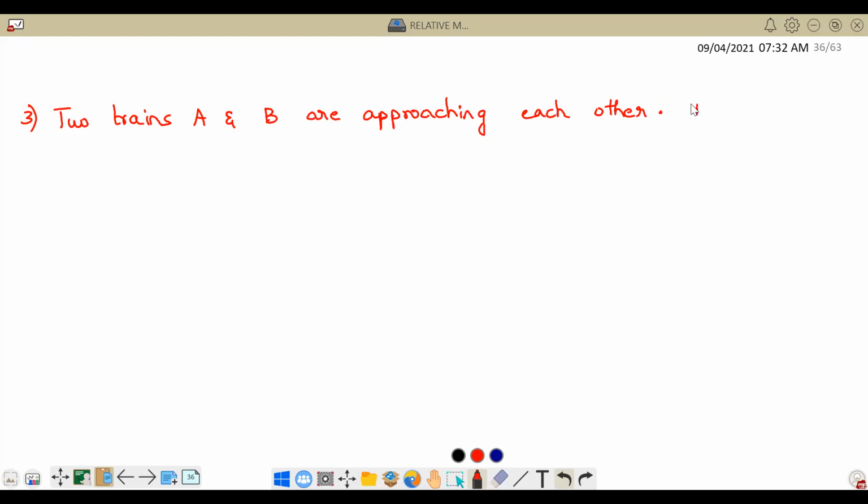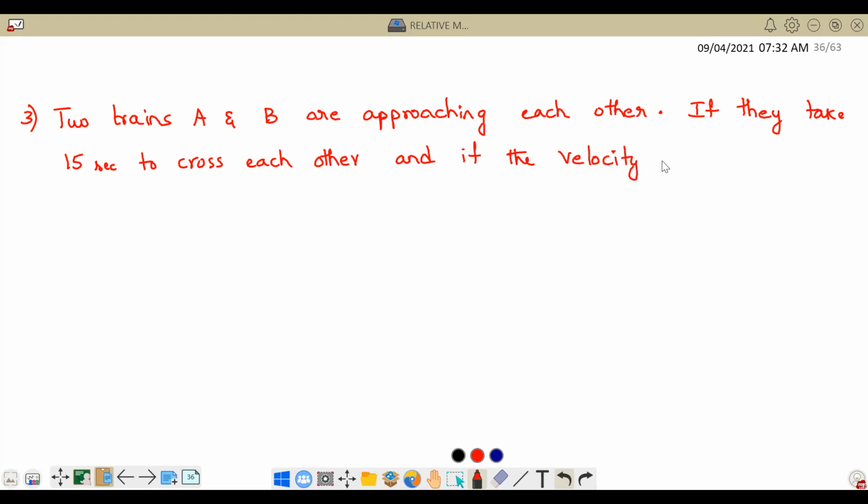If they take 15 seconds to cross each other, and if the velocity of A is 3 times the velocity of B, find their velocities.